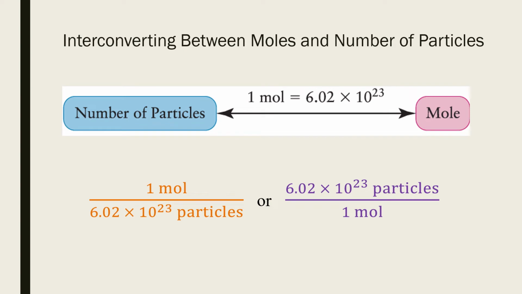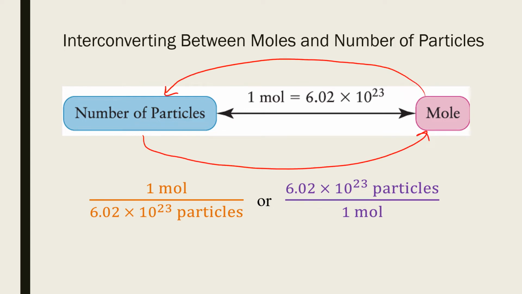So using the conversion factor from the mole concept, we can convert the number of particles to moles or moles to number of particles. So either one of these two conversion factors will be used. Either it's going to be 1 mole over 6.02 times 10 to the 23 particles or vice versa. Let's take an example of a problem in which we use this mole concept to calculate the number of particles.